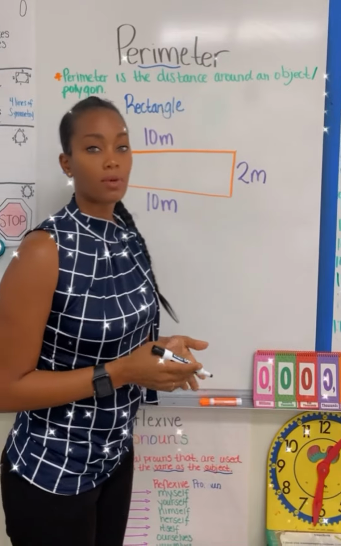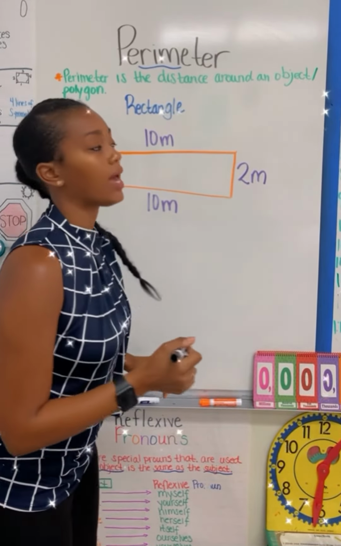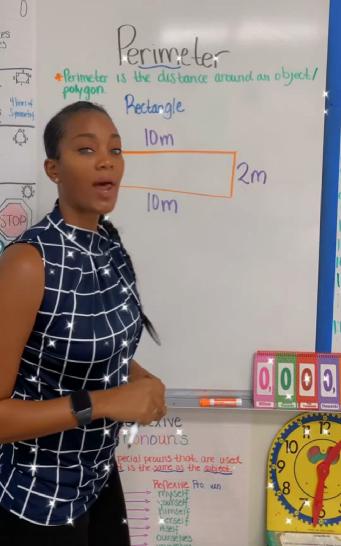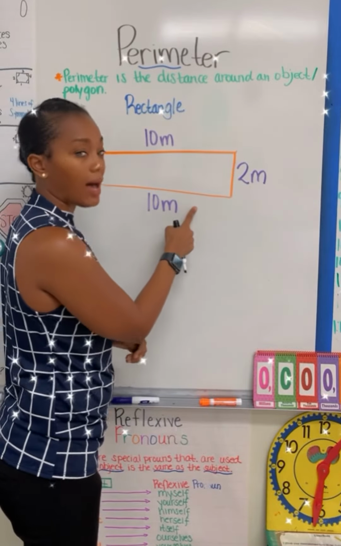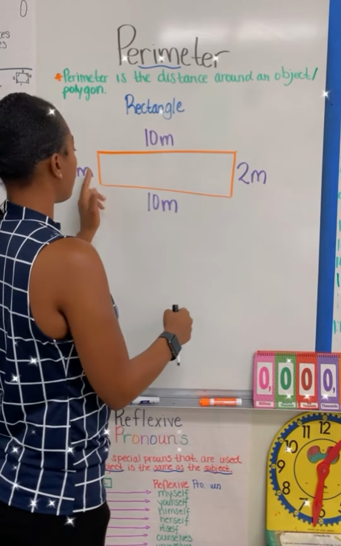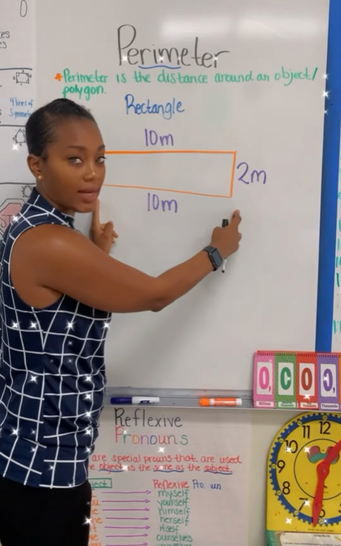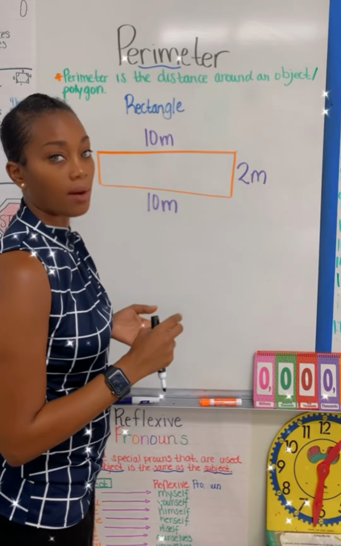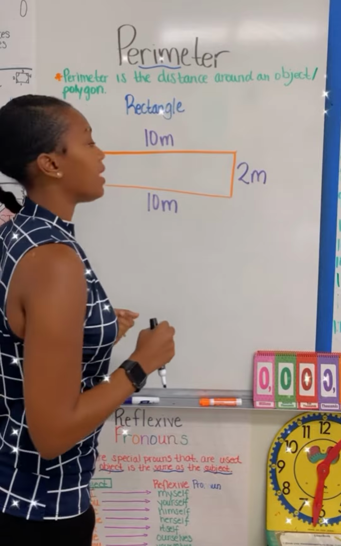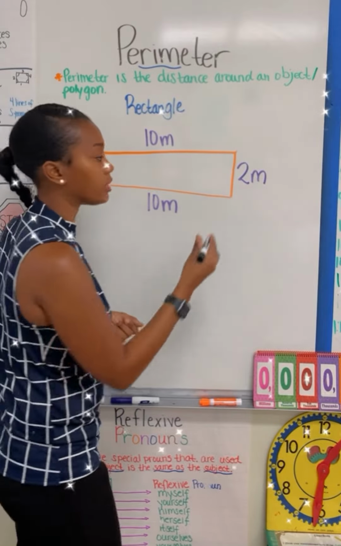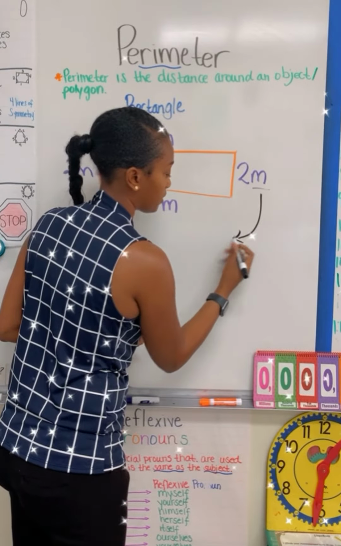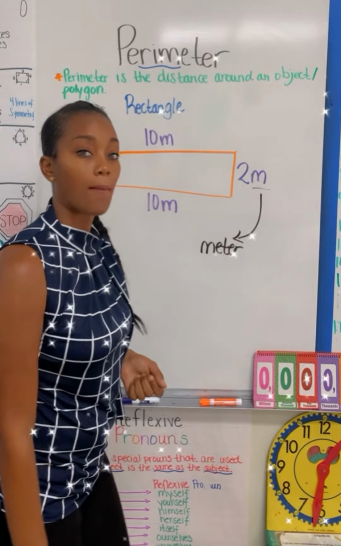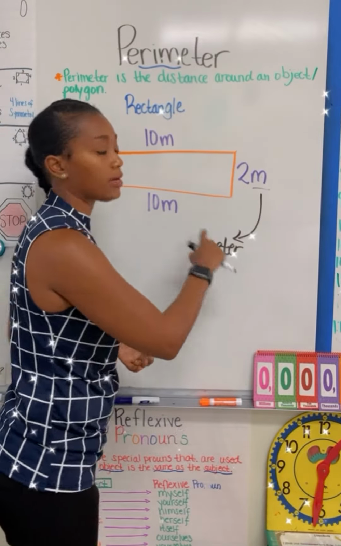Let's try another example. This time we have a rectangle. A rectangle has 1, 2, 3, 4 sides. But in a rectangle, only the top and the bottom have the same length, and the side on the left and the side on the right have the same length. They do not all have the same length. That is the reason why the numbers for the lengths are different. In the rectangle, the unit that we are using is meters. So when we find our sum for our perimeter, we have to remember to add meters back to our answer.